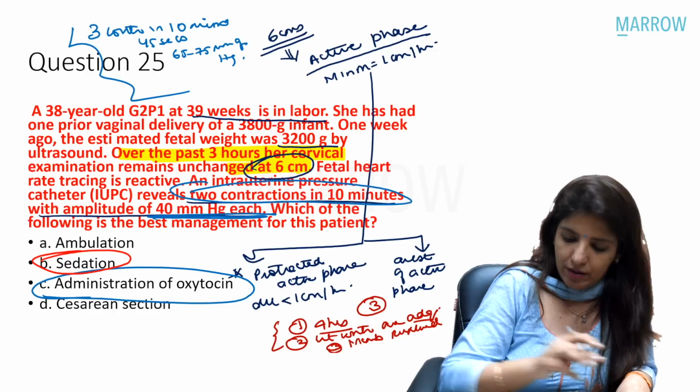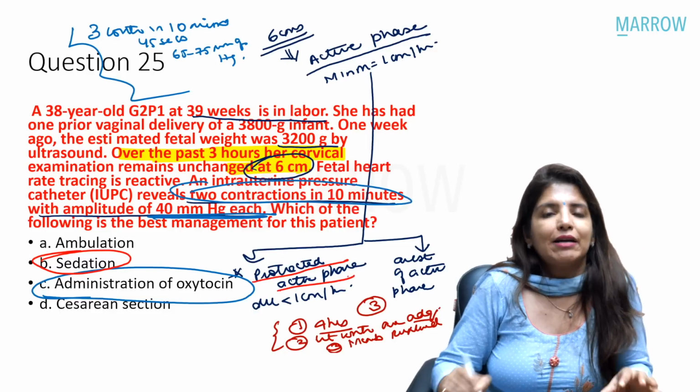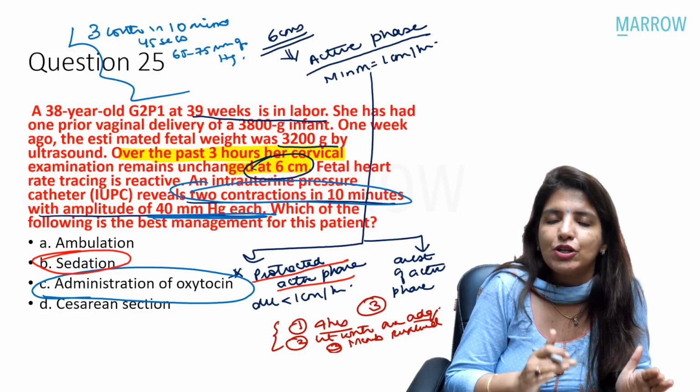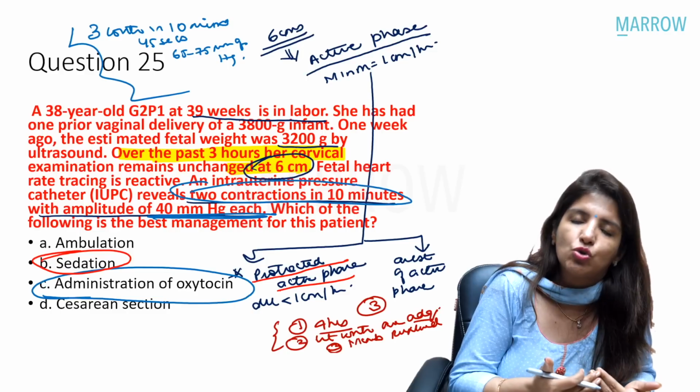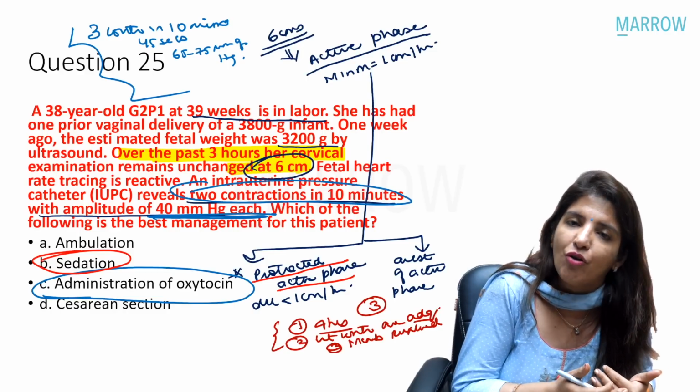Management of protracted active phase. That means active phase is going slow. What is the management? You have to give oxytocin. You have to increase the speed of the labor by giving oxytocin and by doing artificial rupture of membranes.